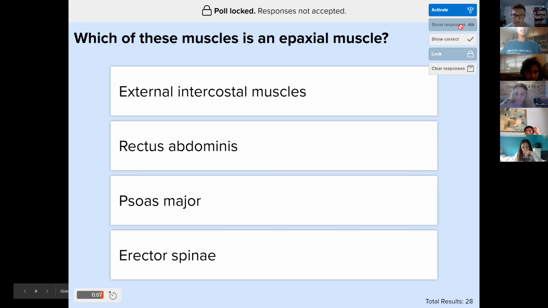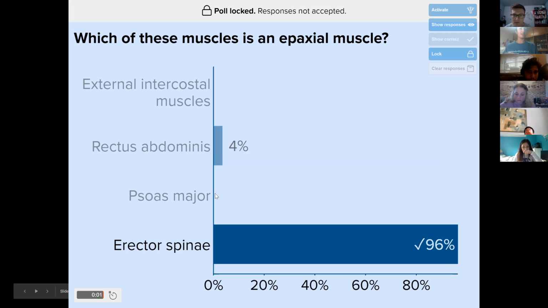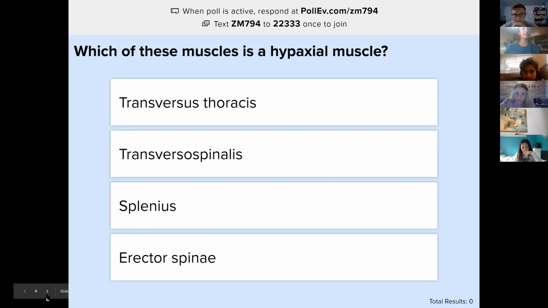So let's see how we did. Oh, wow, that's awesome. Which of these muscles is the epaxial muscle? Looks like we don't even have to discuss that. It's definitely the erector spinae. Like I said, there's only three of them. And I think the next question talks a little bit more about that, so go ahead and try this one.